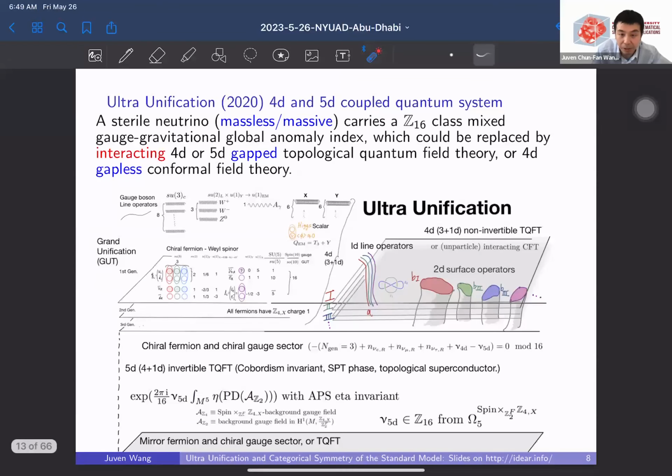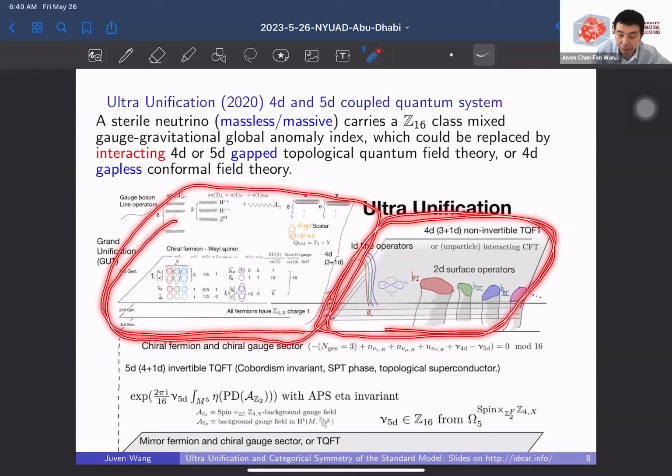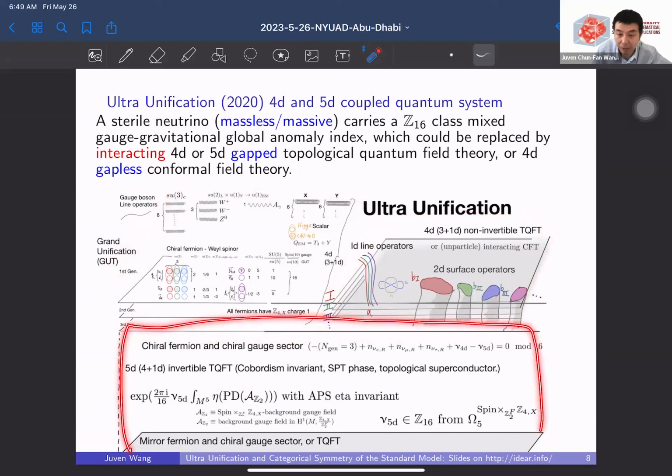So in one slide, I usually imagine a Standard Model living in the contents we are familiar with, and now they are neighbors exactly in the same vacuum, either in the 4D, the same neighbor as we do, sharing the same space-time, or we are living on the boundary of that. There are some anomaly cancellations, index cancel, and there are some bulk terms. This is captured by cobordism class. But the main point is that once the sterile neutrino is missing but carries a Z-sixteen anomaly index, then we can replace it by other highly interacting TQFT or CFT sectors.